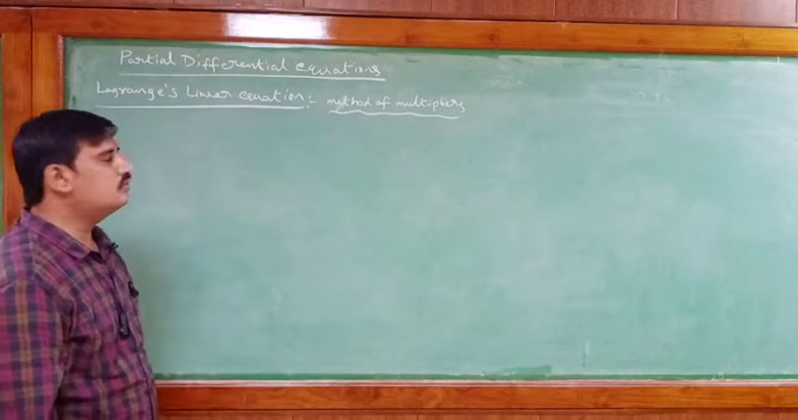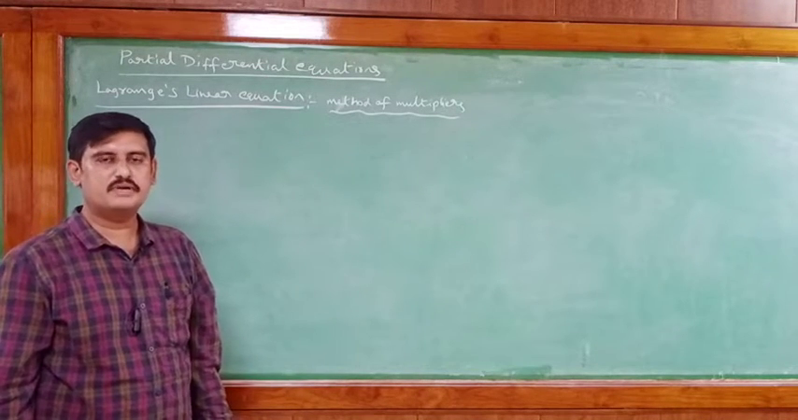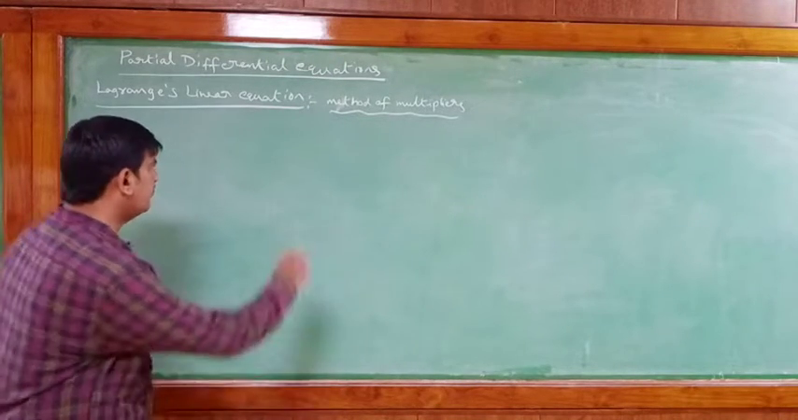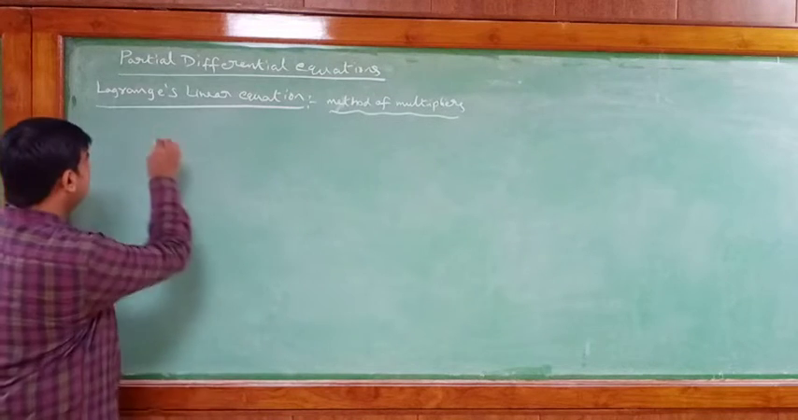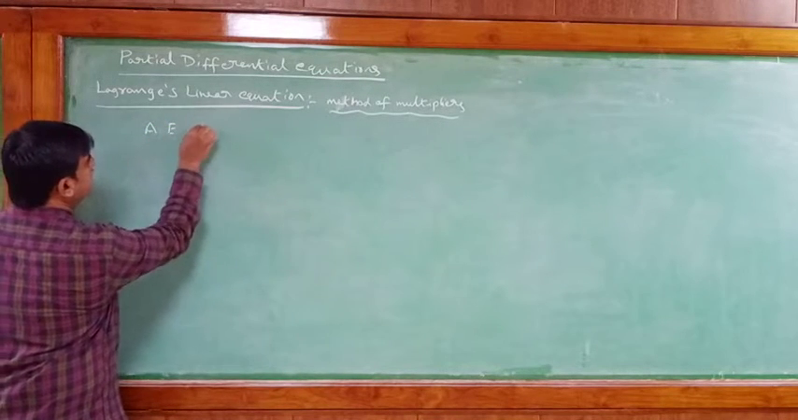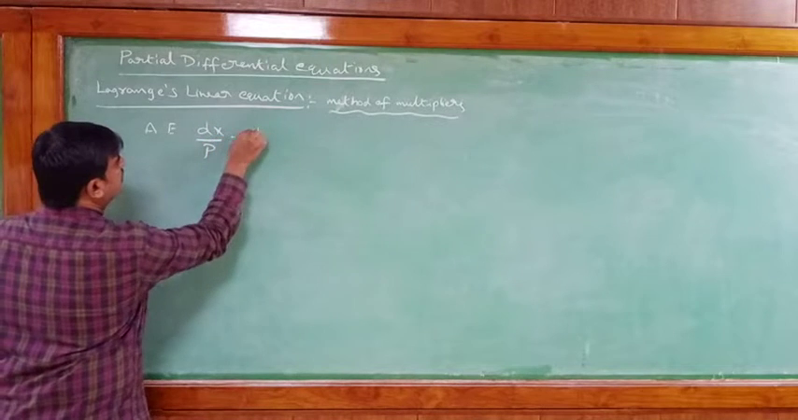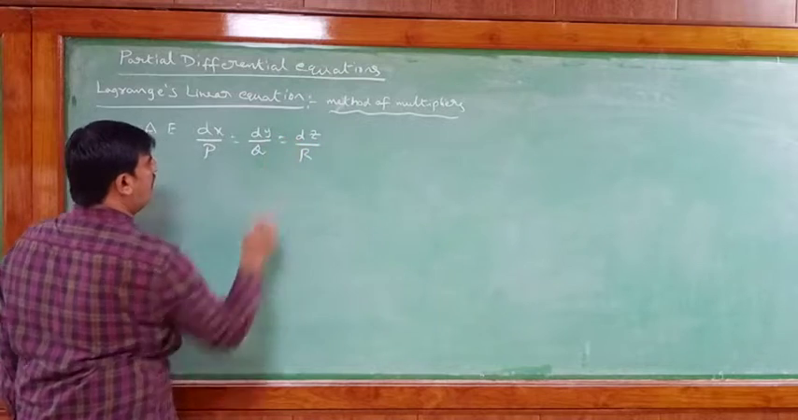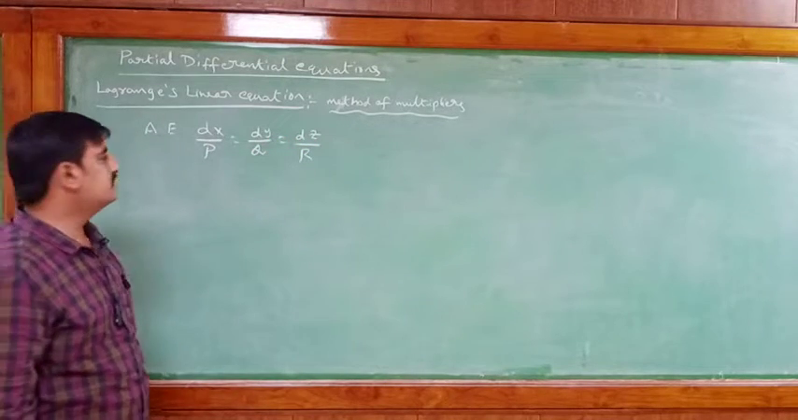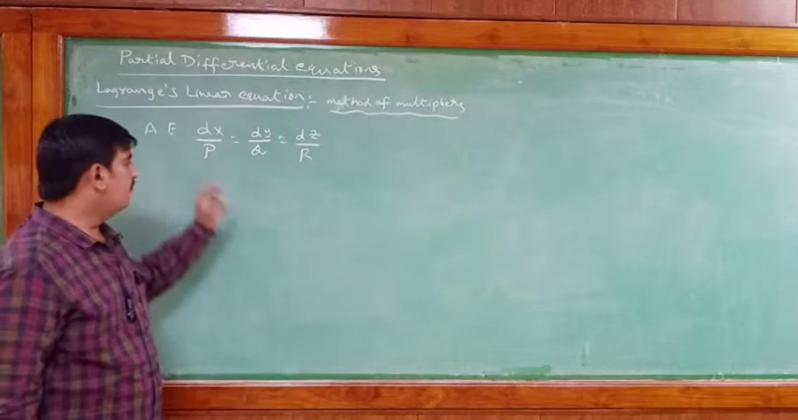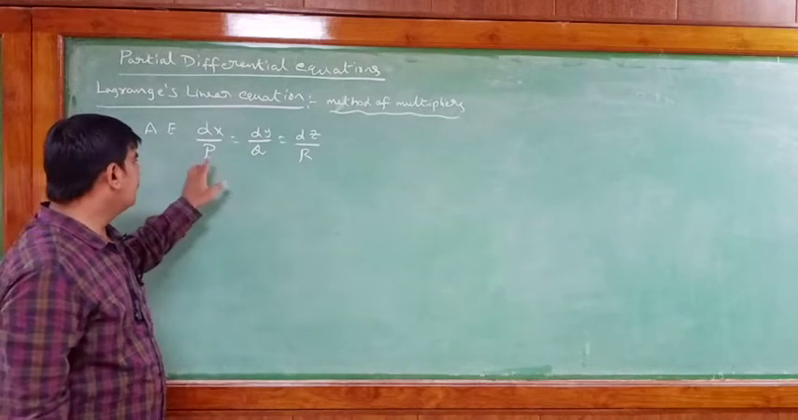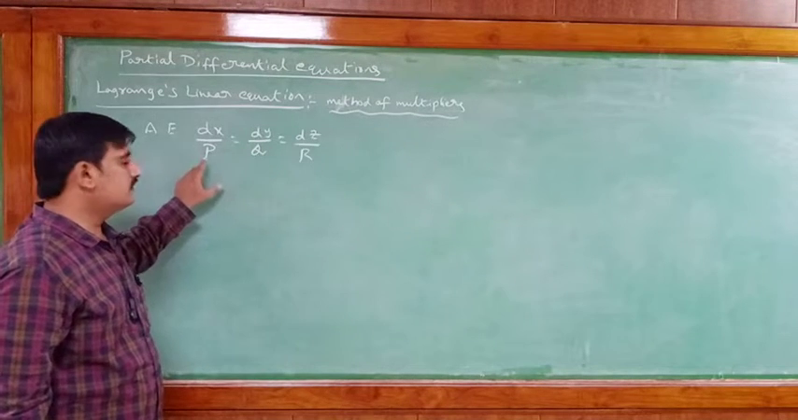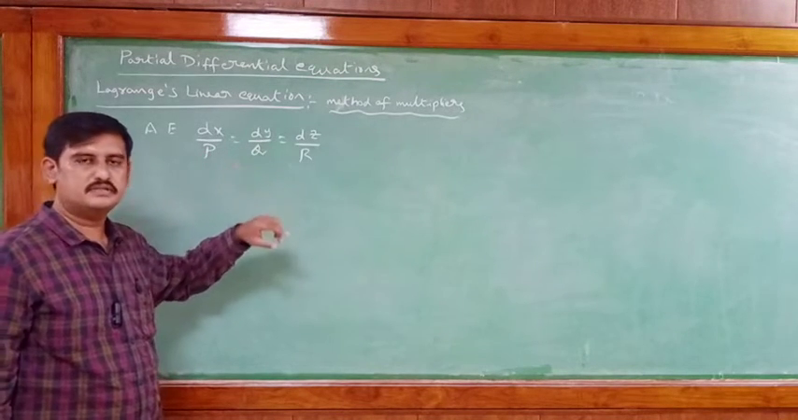So how to solve Lagrange's equation using the method of multipliers, and when to use this method, just see here. First, what are our auxiliary equations? The auxiliary equations are dx by capital P is equal to dy by capital Q equal to dz by capital R. These are our auxiliary equations to solve Lagrange's equation. What is the method of grouping? We have to take any two equations and integrate, and we have to find C1 and C2.